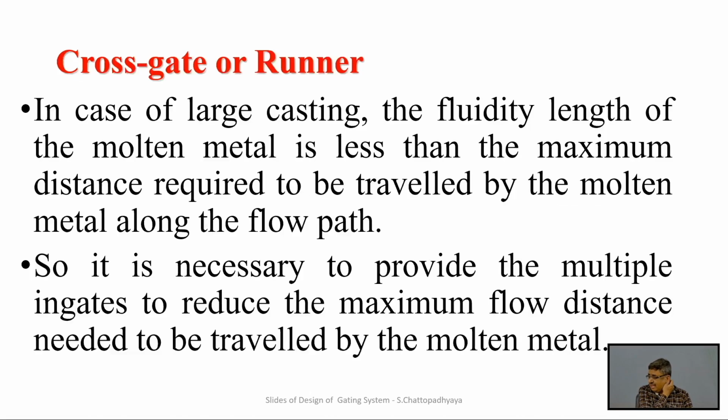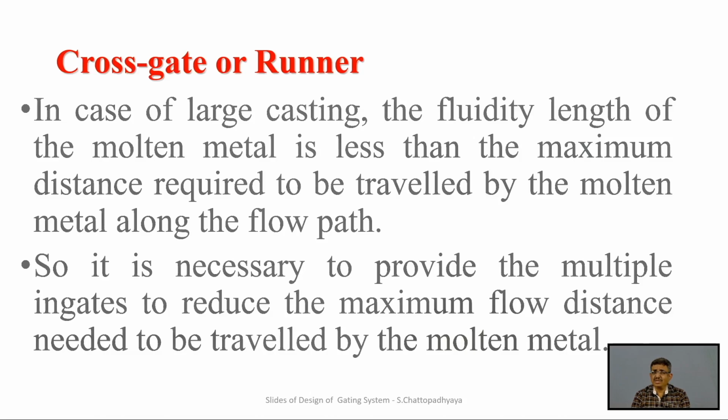And the cross gate, or the runner, is called a cross gate because it lies crosswise. In case of large castings, the fluidity length of the molten metal is less than the maximum distance. Yes, that will be determined by the fluidity index. The fluidity index is found in a spiral way from the sprue itself: after the sprue is full of molten metal, at what length it solidifies, and that length will determine the fluidity. The more the length, the more the fluidity, and in many cases the required length is more than the fluidity index. It will solidify before that.